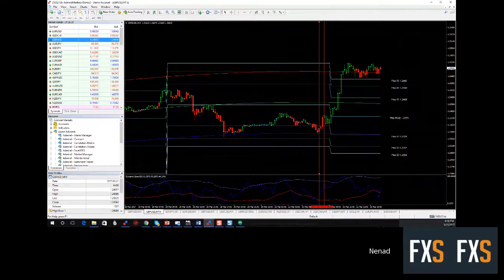Now, for validity, we need to reject from the blue line on the regression indicator, and we need to be at least on the pivot point or support 1, support 2, or support 3, because you want to buy low and you want to sell high. You don't want to buy here, guys.